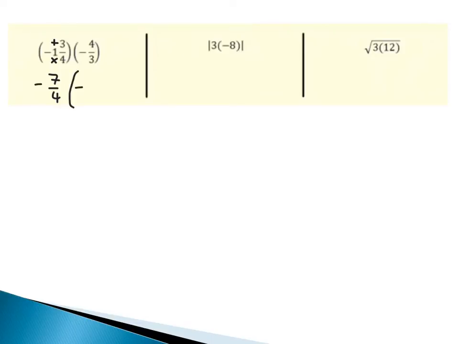I'm going to multiply that by negative 4/3. Now, what can I do here? Sure, I can go ahead and multiply the two numerators and two denominators together, but notice how I have 4 in the denominator, 4 in the numerator. What happens when you have the same number in the numerator and denominator?